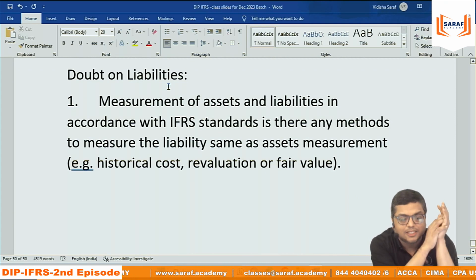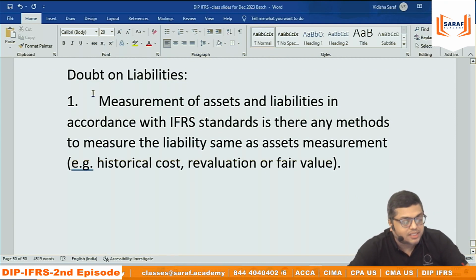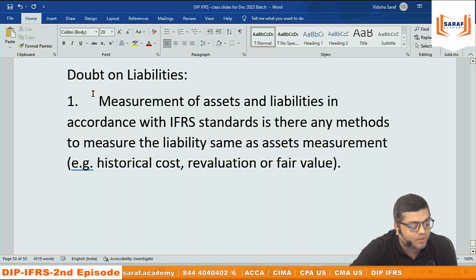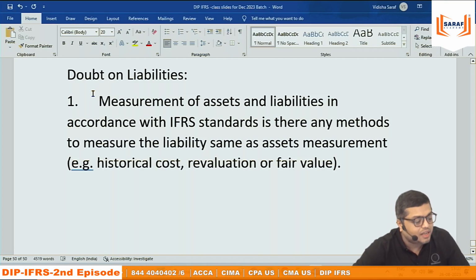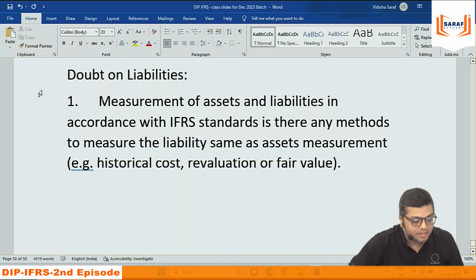Doubts on liabilities. Measurement of assets and liability in accordance with IFRS standard. Is there any method to measure the liability same as assets measurement? For example, historical cost, revaluation, or fair value model. So there are three things he is asking.